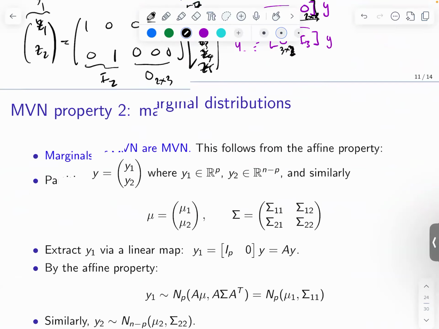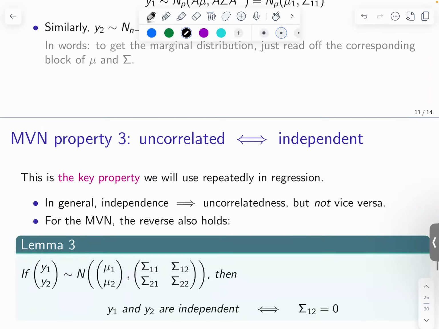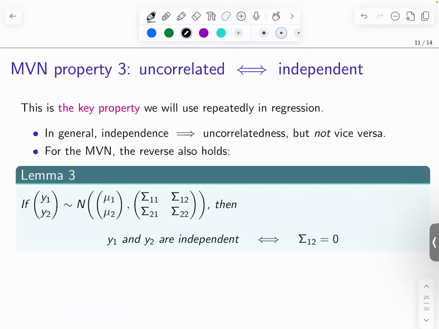So in particular, there's this interesting consequence. If you do this block partitioning, then the interesting thing happens when this is 0. Okay, this cross covariance is 0, which then means that the two blocks, y1 and y2, are uncorrelated. As vectors, they're uncorrelated. We say they're uncorrelated, the cross covariance is 0. So sigma 12 is 0 here.